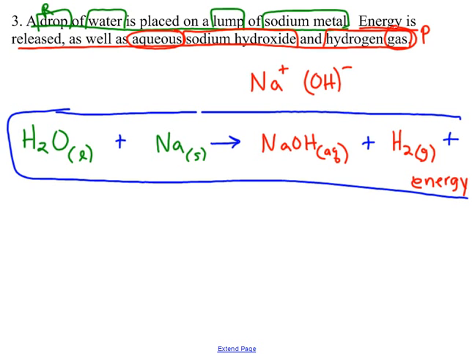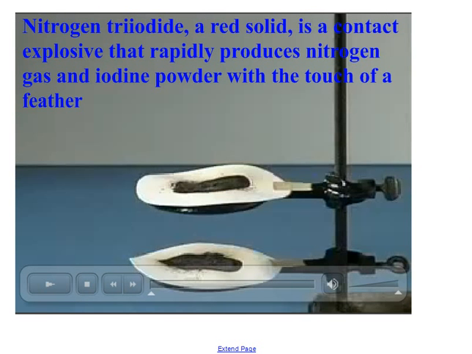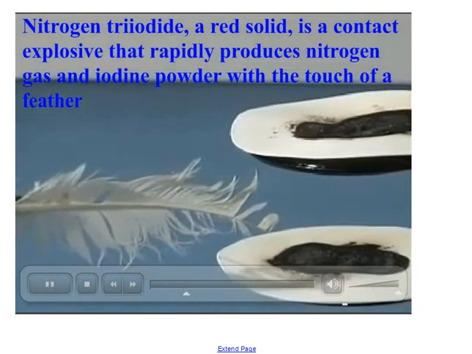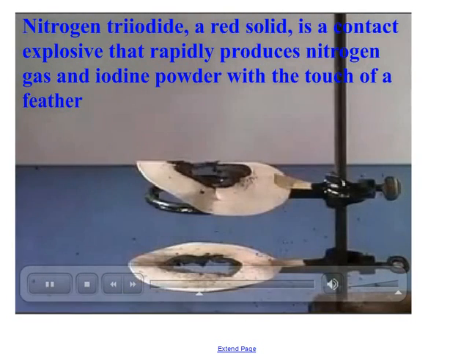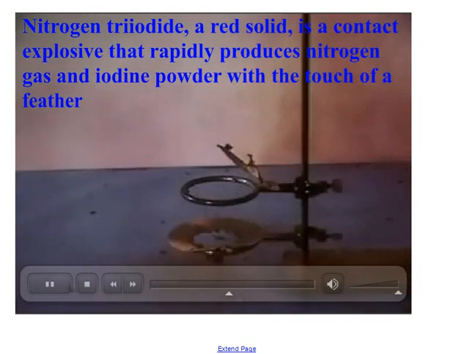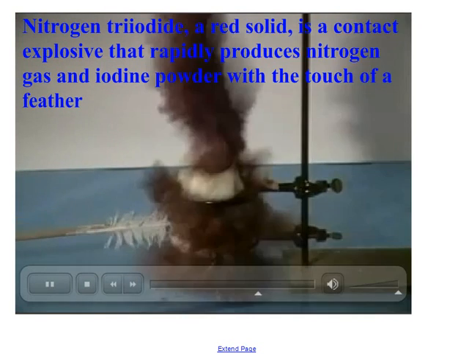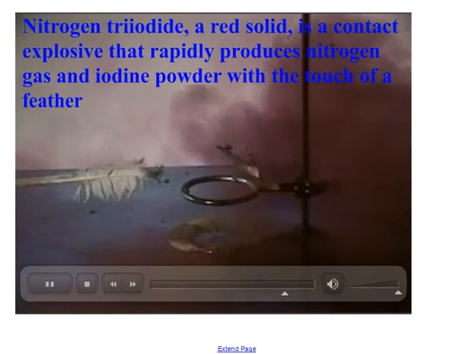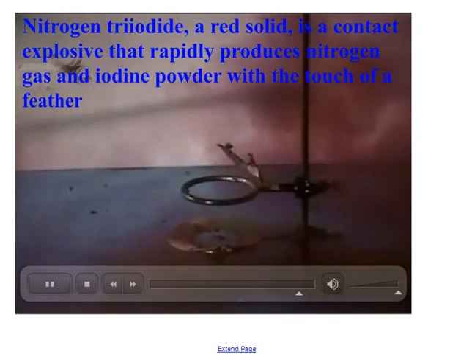Let's take a look at the fourth reaction. Nitrogen triiodide, which is a red solid, is a contact explosive that rapidly produces nitrogen gas and iodine powder with the touch of a feather. Here it is in slow motion. And we're going to slow it down one more time, even slower. And you can see it does not take much to trigger this particular reaction.